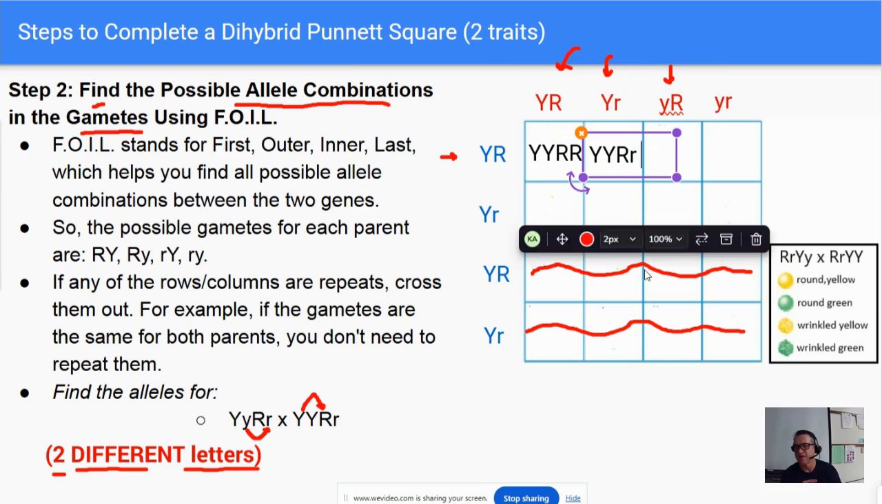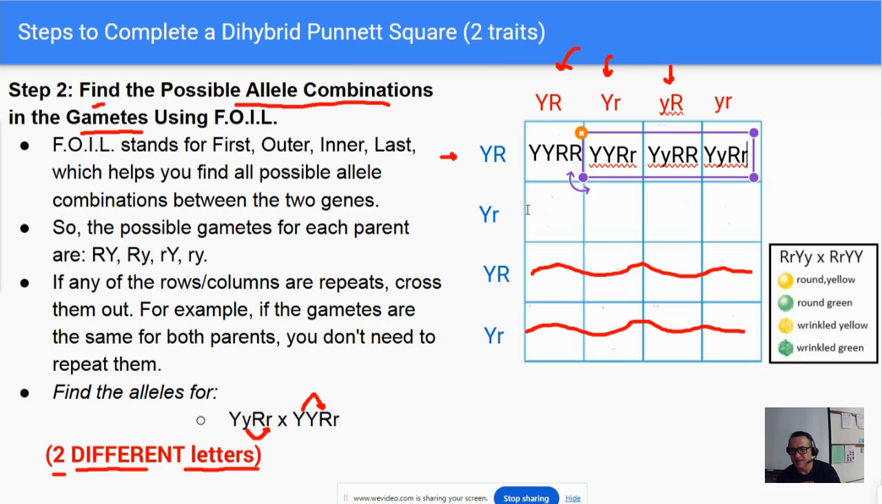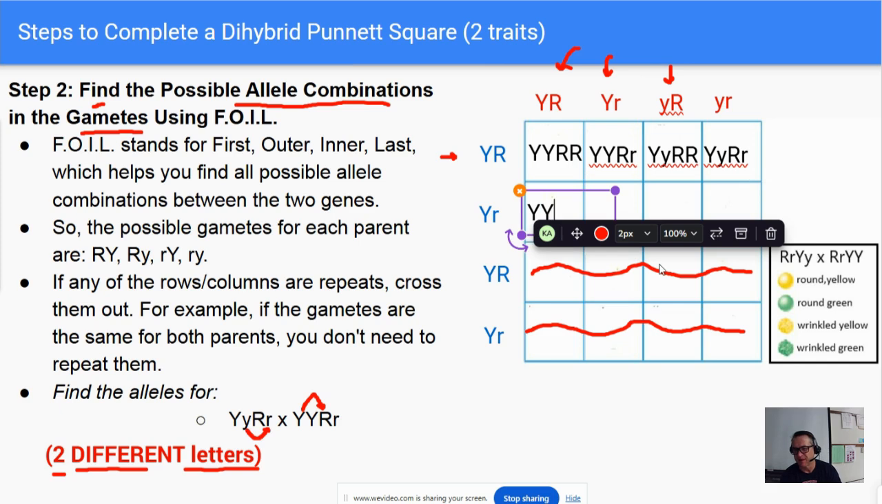Big R, little r. This one's going to be big Y from the left, little y from the top, big R, big R. This one's going to be big from the left, little from the top, big from the left, little from the top. And then we got 4 more. Keep the big ones going first. So big Y from the top, big Y from the left, big R from the top, little r from the left, big, little. And this one's going to be big Y from the left, little y from the top, big R from the top, little r from the side. And the last one, big Y from the left, little y from the top, and little.